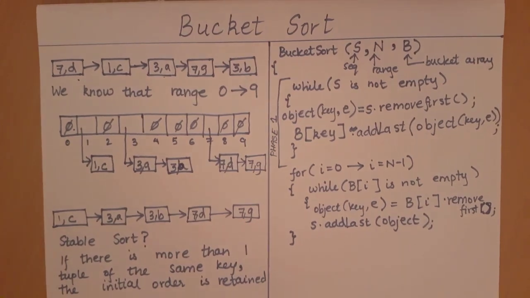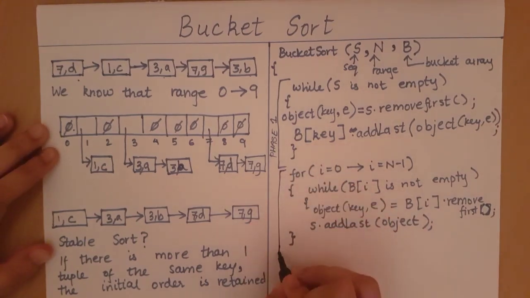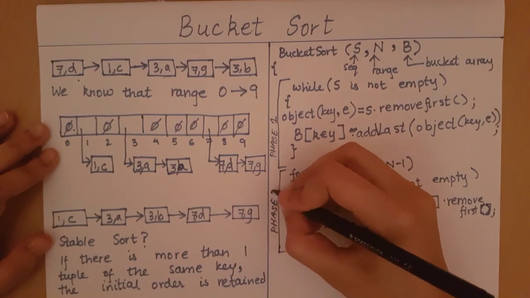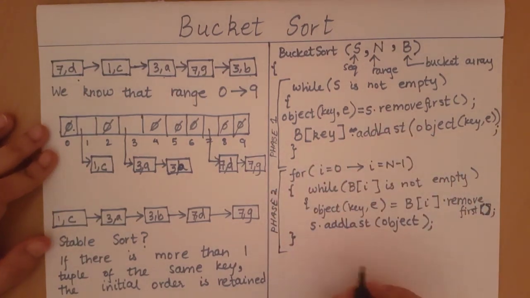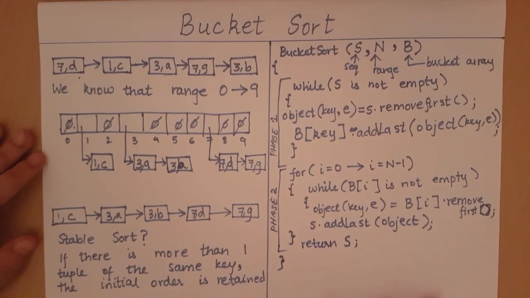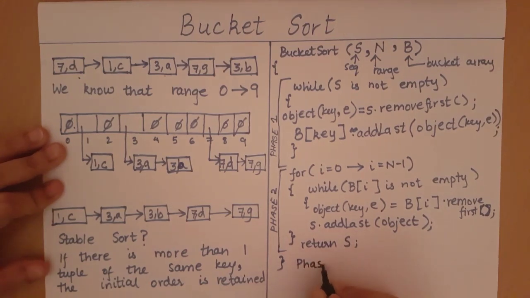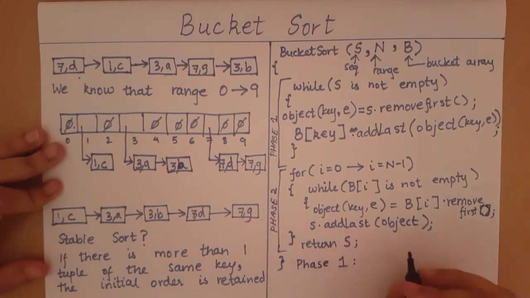This is how you keep going through the different indexes and create the sequence once again. So this is how bucket sort works, and this is the algorithm for it. This is going to be phase 2. And with this we can return our sequence and we come to the end of our function. So let's see how much time each of these phases take. So phase 1 is going to be order of what?